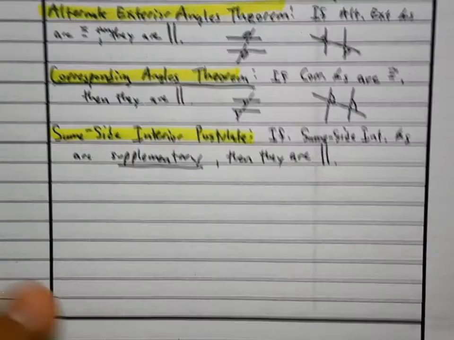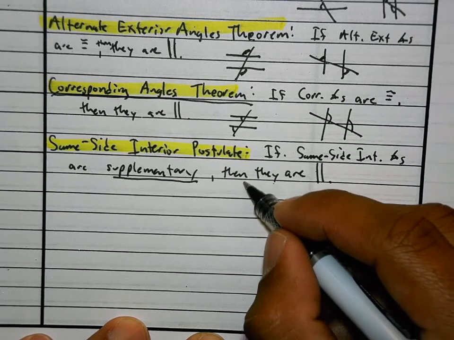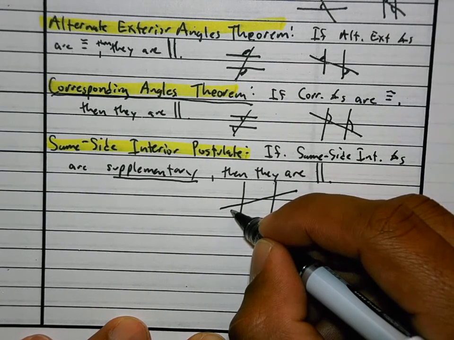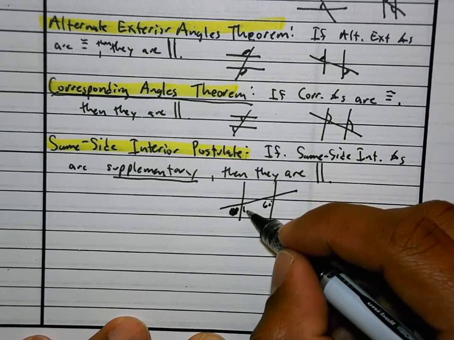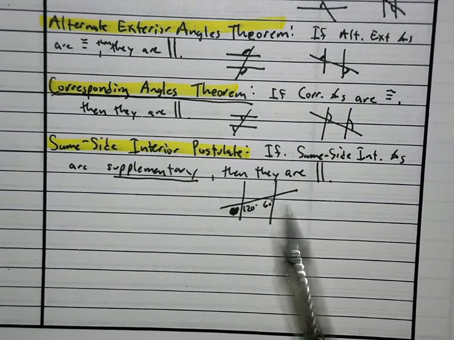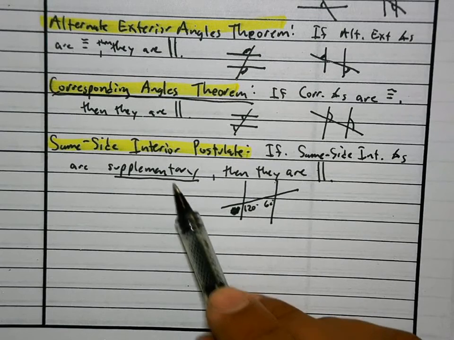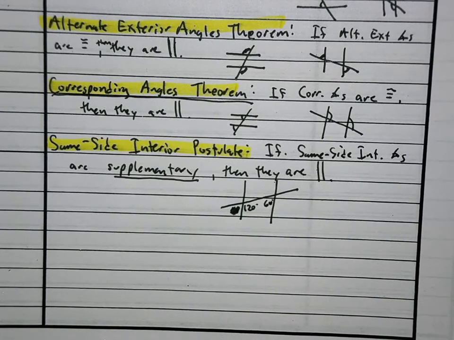Scrolling up a bit. If I know that this is 60 degrees, oh, that's not even correct. If I know this is 60 degrees and this is 120 degrees. Same side interior postulate. They're on the same side. They're both interior angles. If I know that 60 and 120 are supplementary, do those add up to 180 degrees? If they do, then these 2 lines are parallel. These are the 4 reasons that you can use to prove that any 2 lines are parallel.